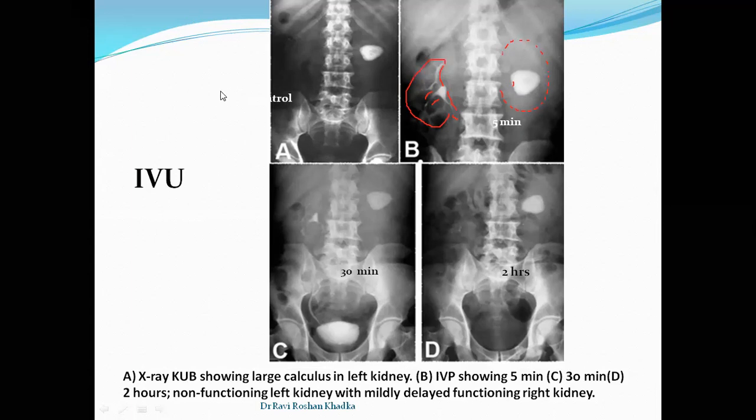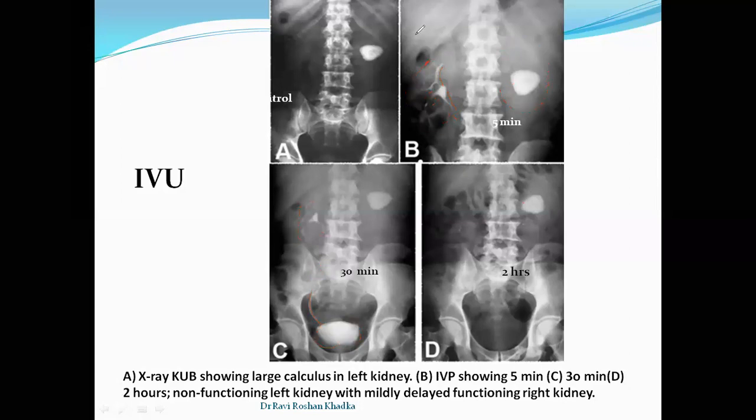In the 30-minute film, on the right side, everything is okay. You can follow the ureter up to the bladder. The bladder is filled, but you cannot see any such image along the left side. No ureter line is seen, no calyceal system is seen. At 30 minutes, the left kidney is not excreting. Then we waited till 2 hours, and still on the left side we cannot see any excretion. So this is a case of a non-excreting kidney on the left side with stone.